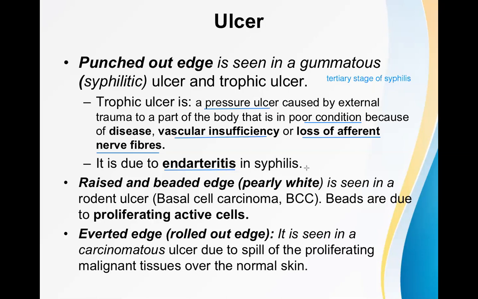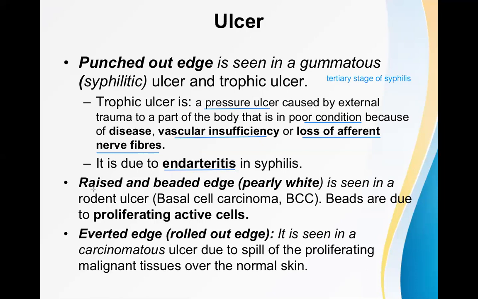Remember, in tertiary syphilis, there is one condition known as cardiovascular syphilis. And because of this cardiovascular syphilis, the aortic aneurysm is very common. This aortic aneurysm is also caused by endarteritis pathophysiology.